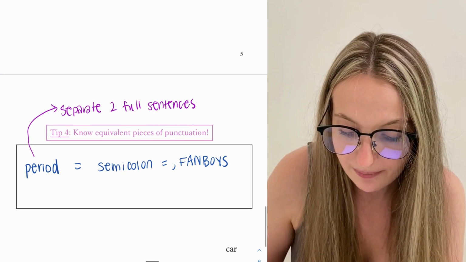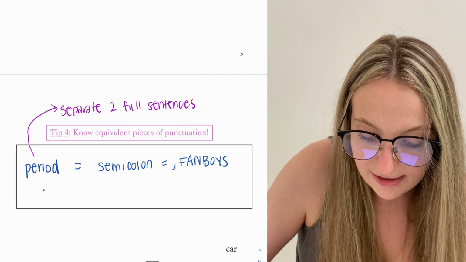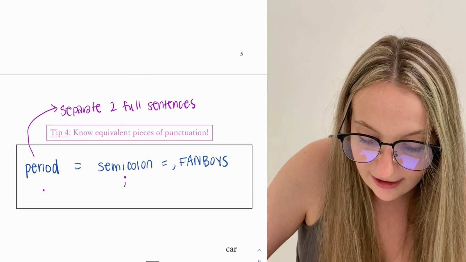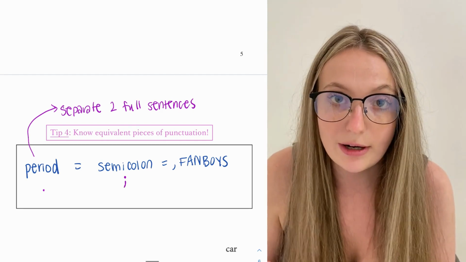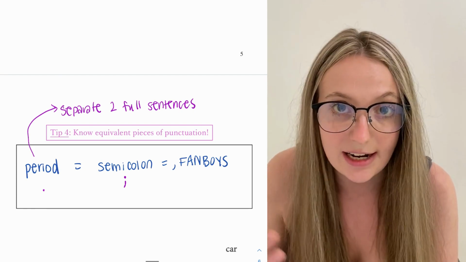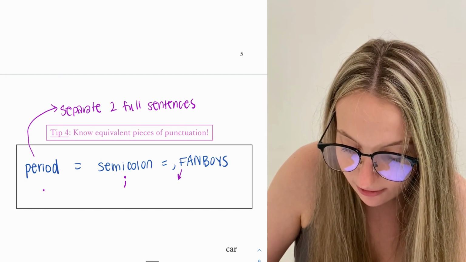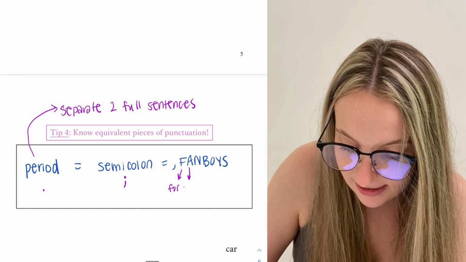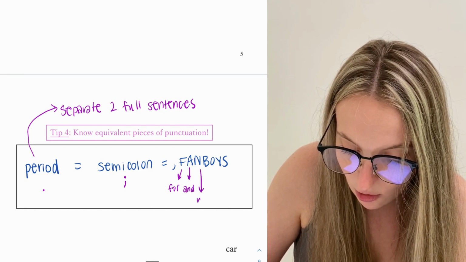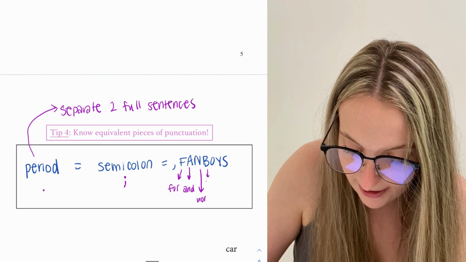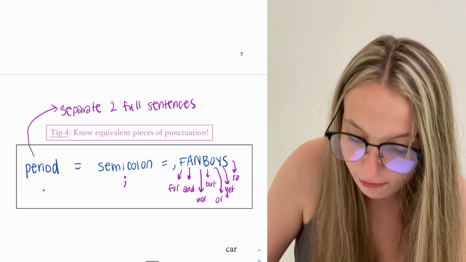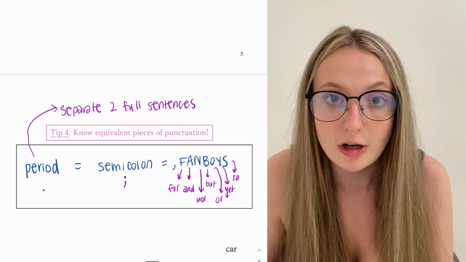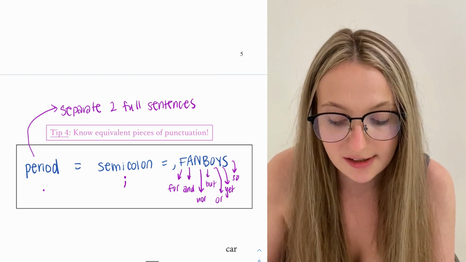So a period, we obviously know, is going to be a dot. A semicolon is like a dot and then a comma. And then a comma paired with fanboys. Let's talk about what fanboys stands for. It's an acronym that stands for the following. I would definitely write this down if you don't know it. It stands for and, nor, but, or, yet, and so. So basically, if we ever see a comma paired with one of those words, that does the same thing as a period or a semicolon.